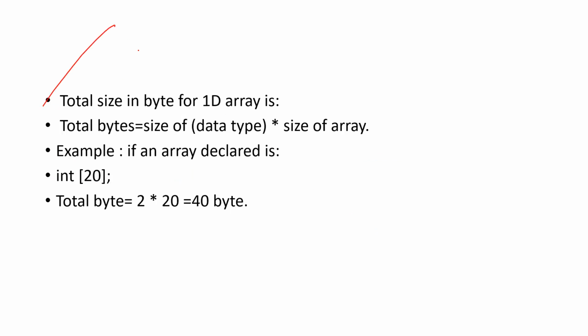Total size in bytes of a 1D array is equal to the size of data type into the size of array. For example, the data type is integer and the size of array is 20. The total bytes is the data type size of integer, 2, into 20, the total size of array, which means it takes 40 bytes from the memory.